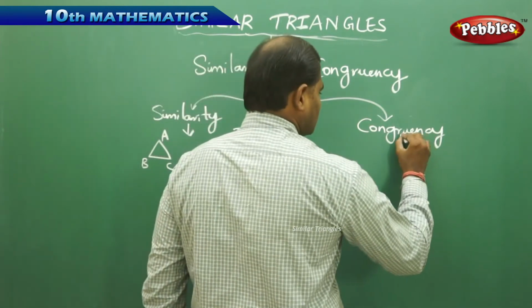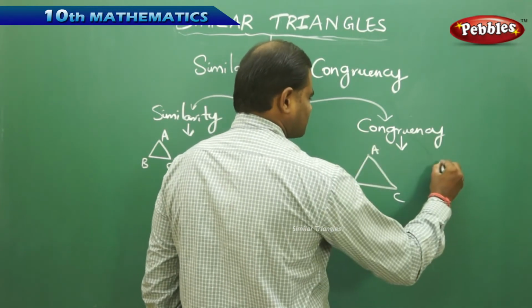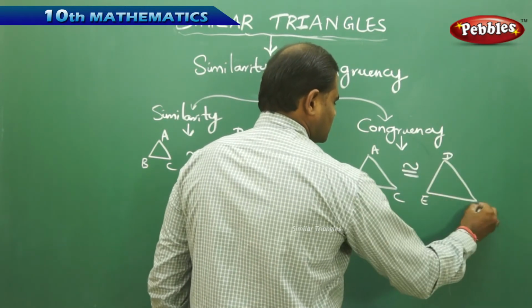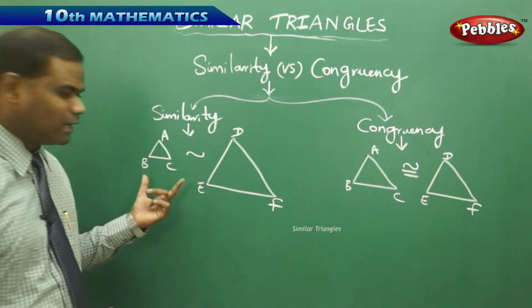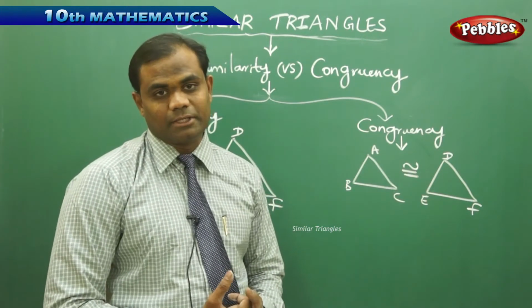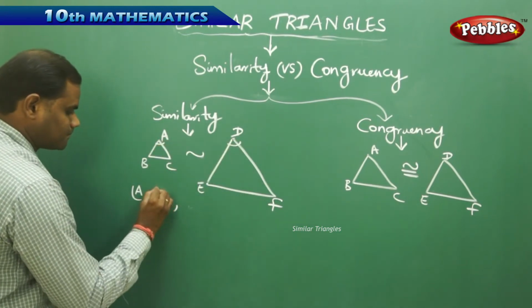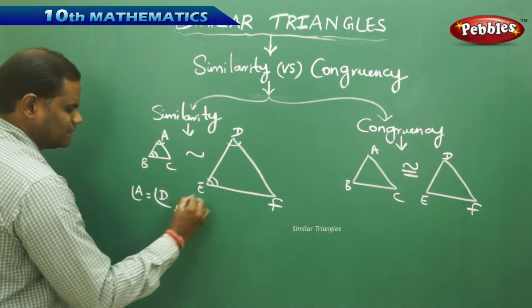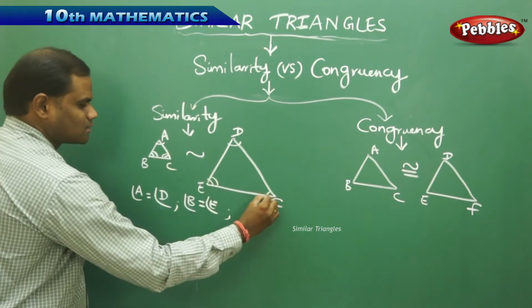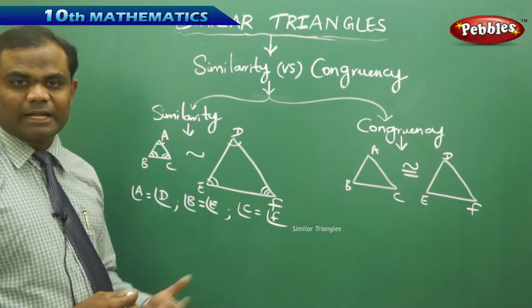So in this case, let me also take the same triangles ABC and this one DEF. Now here I would like to compare and understand the difference between similarity and congruency using their mathematical properties. So in this case, angle A equals angle D, angle B equals angle E, and angle C equals angle F for similarity of two triangles.